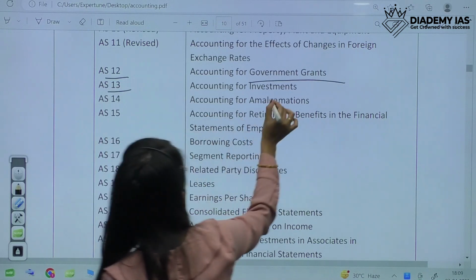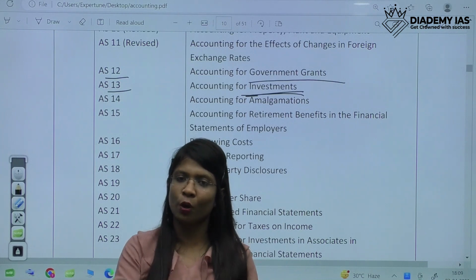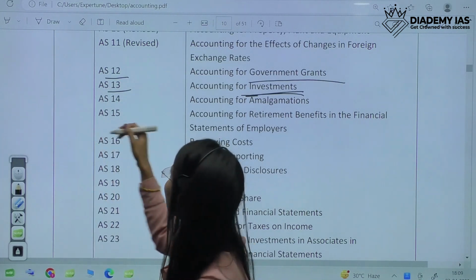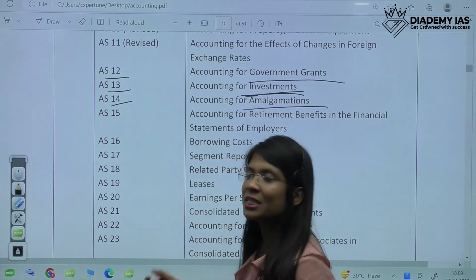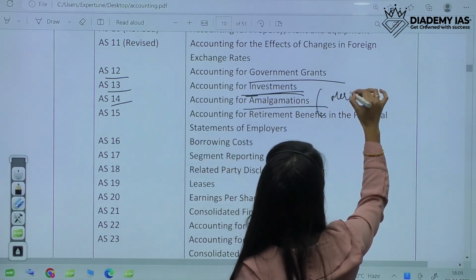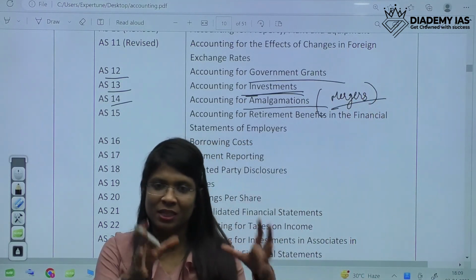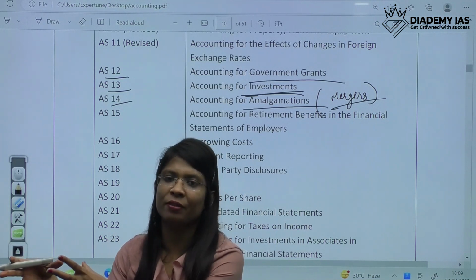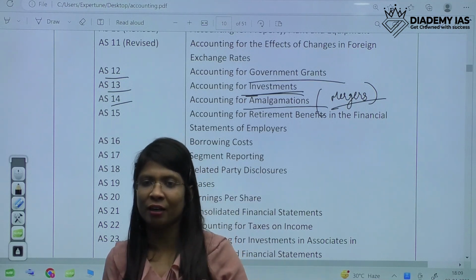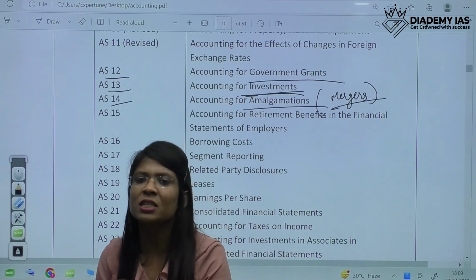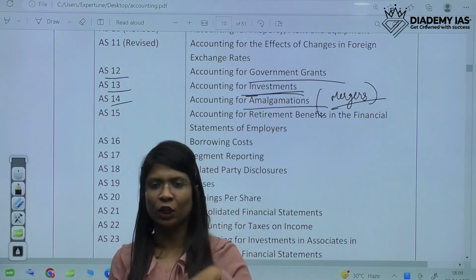Then AS13, investment. Any investments made by any company in short-term assets, long-term assets, would be included in AS13. AS14, amalgamation. In other words, you can say amalgamation is mergers. ABC company merging with BEF company, it's amalgamation. Or takeover, ABC company taking over BEF company. So there could be many terms for this.